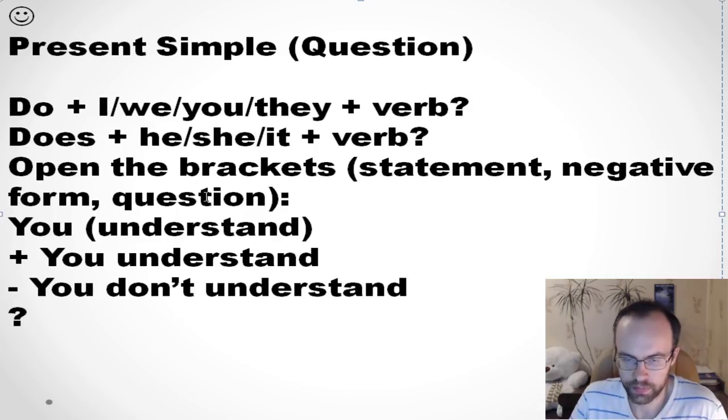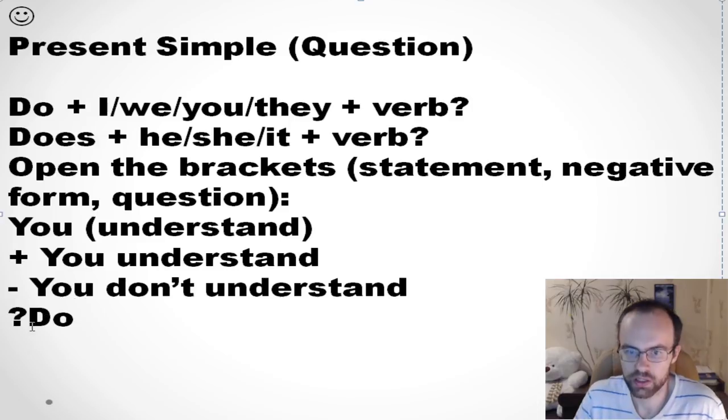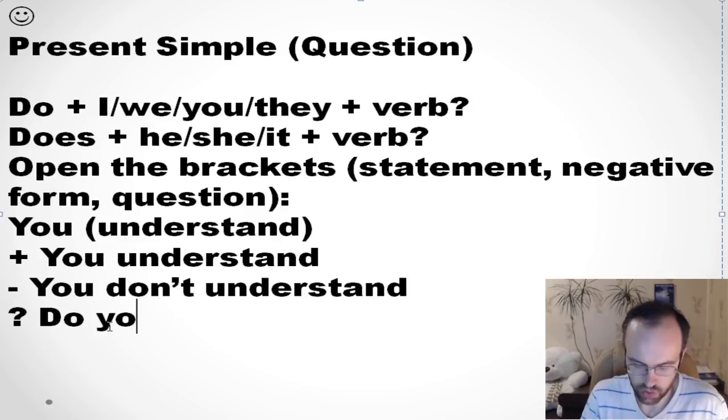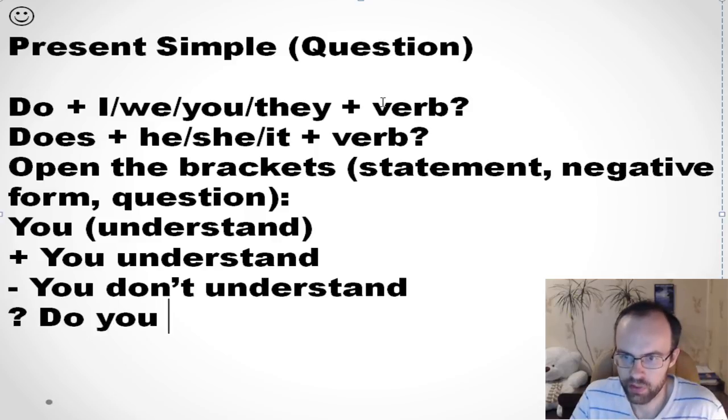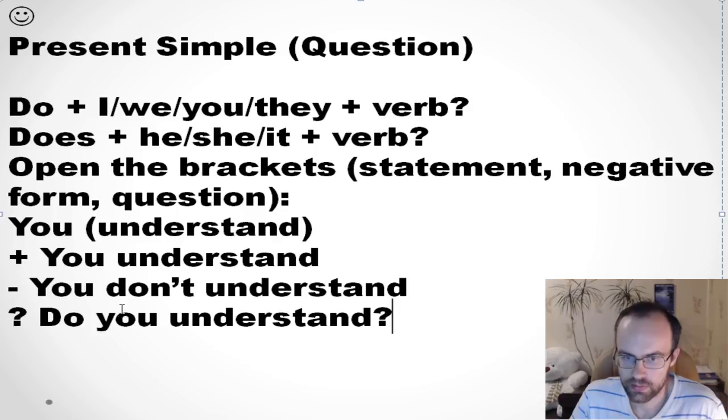And you want to ask a question. You have you. Look, you. Do I, we, you, they, plus verb. Do in the beginning. Next, you. Do you. Verb. It's understand. You see, do you understand? Do you understand? Okay, good, very good.